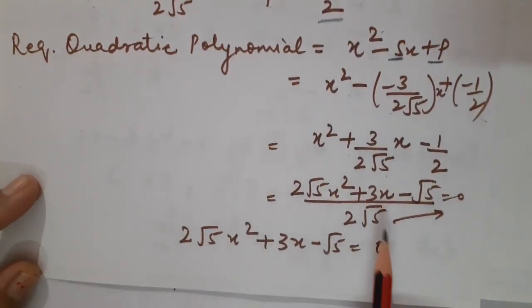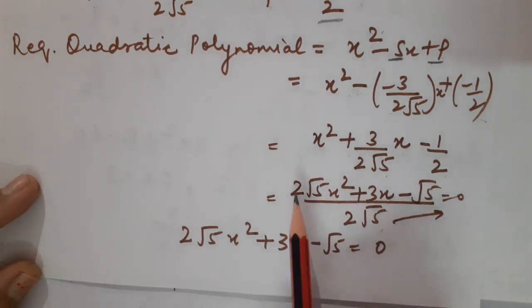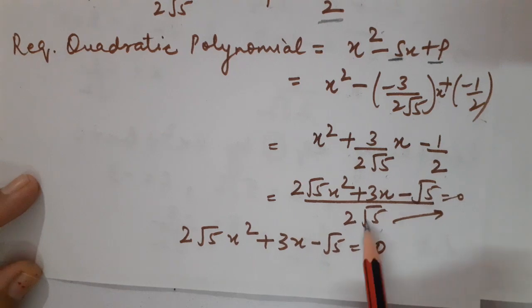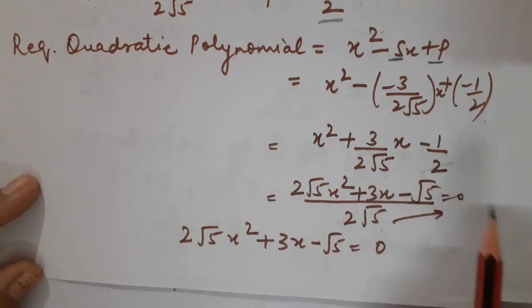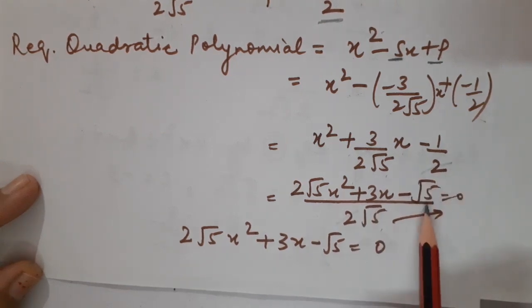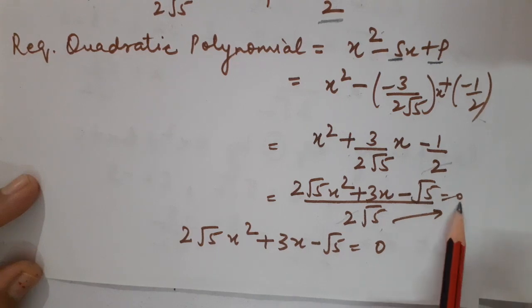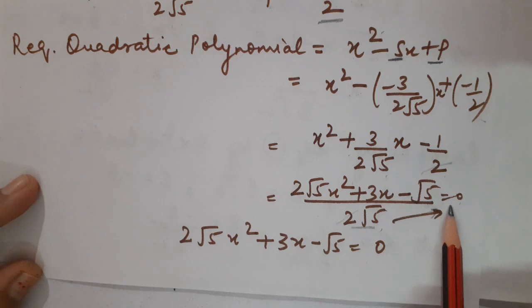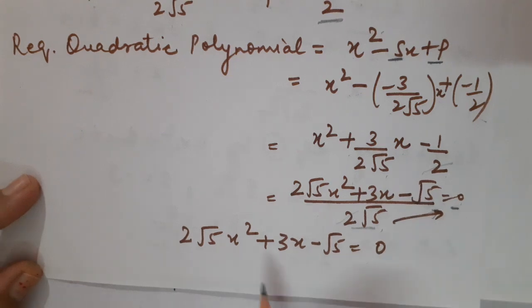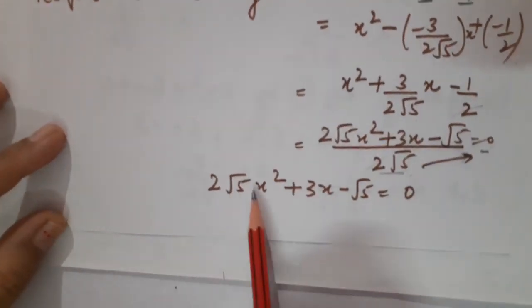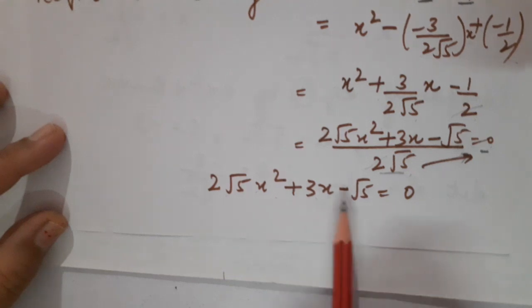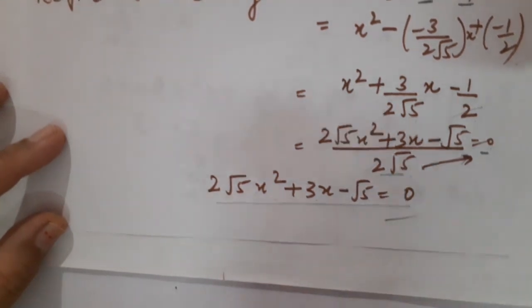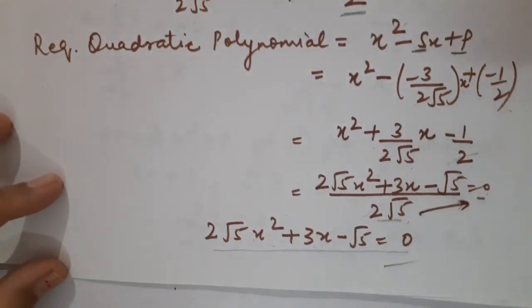Taking 2 root 5 as LCM. So I have got 2 root 5 x square plus 3x minus this 2 will be cancelled with the 2. So I have got root 5 and this is equivalent to 0. Fine. Now while cross multiplying, this 2 root 5 will be multiplied by 0. So you will have got 2 root 5 x square plus 3x minus root 5 is equal to 0 as the quadratic polynomial. Clear, children?